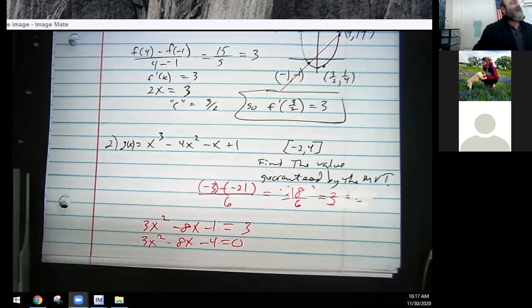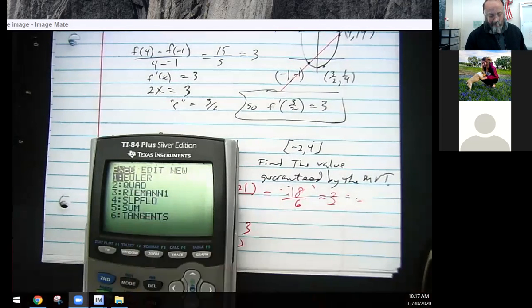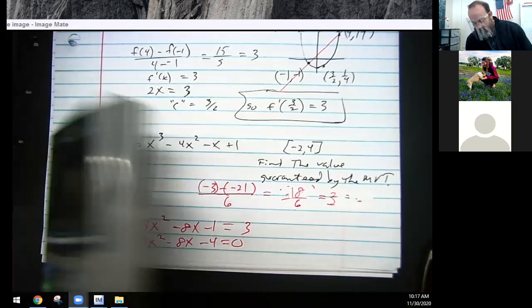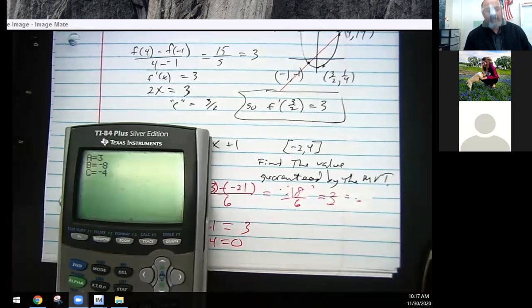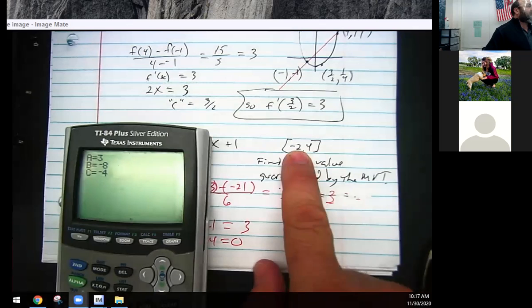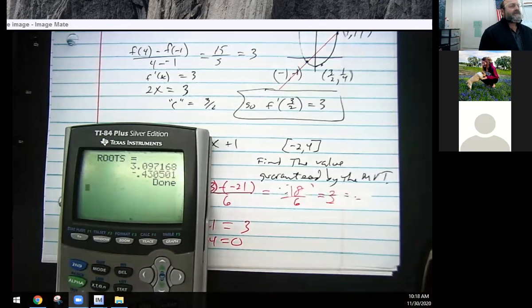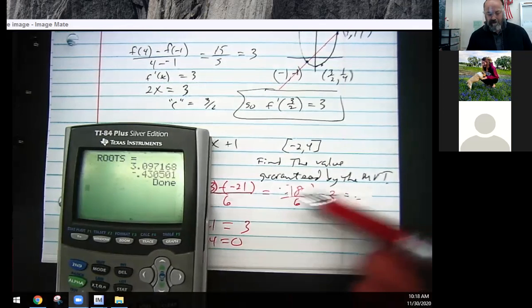Let's go with our quadratic formula, and we are sanctioned laziness right here because we have a program, our little program quad. And we had values of 3, -8, and -4. One thing that's important is the mean value theorem only talks about answers in the interval from -2 to 4, so I'm going to ignore anything outside that interval. Which ones count? Looks like they both count, don't they? They both are inside the interval from -2 to 4.